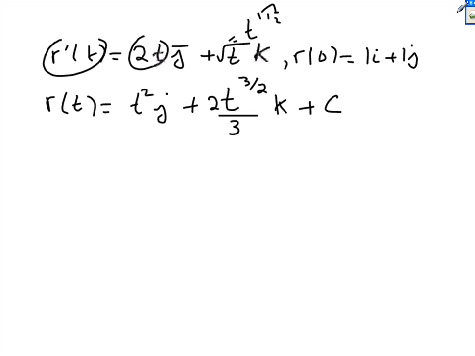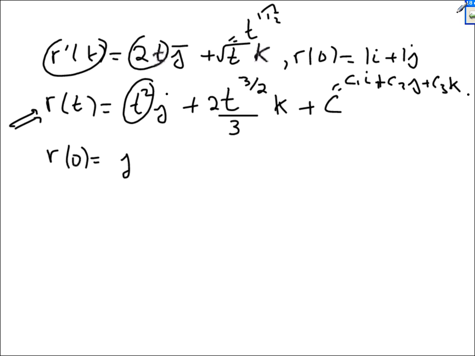Plus c. Plus c. So we do have an i component now. Remember, this c is c1 i plus c2 j plus c3 k. So we do have an i component. On one hand, using this rule above, I know that r of 0 is 0 squared, which is 0, so it's 0j, which I won't write. And this gives me 0 again, so it's 0k, plus c is c. 0 plus 0 plus c is c, which is 1i plus 1j.